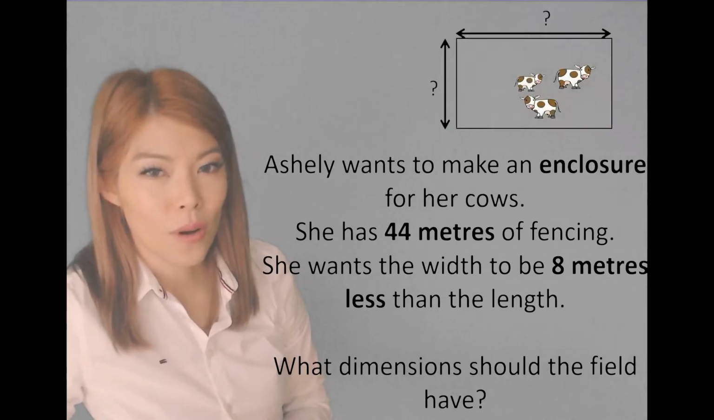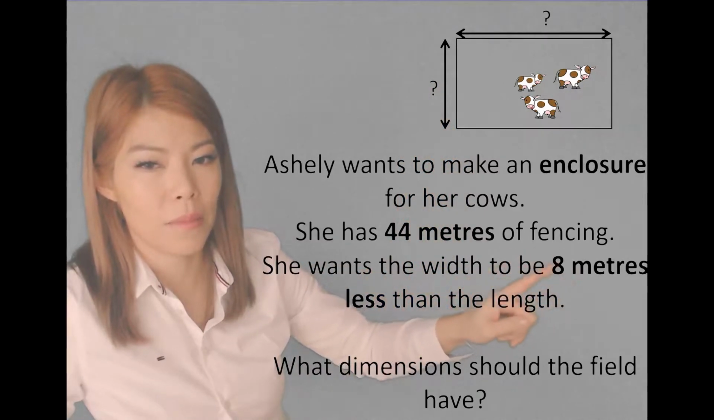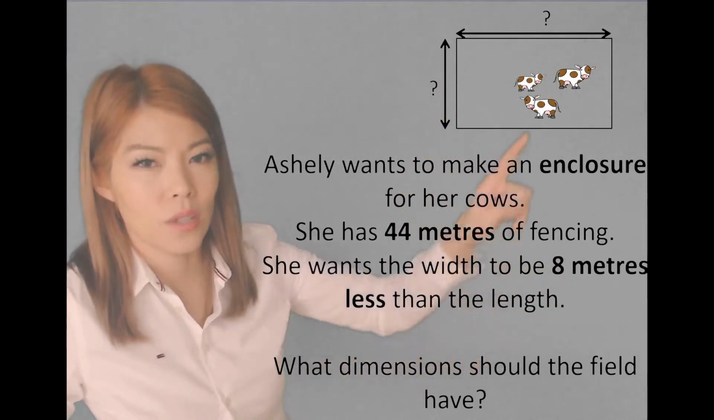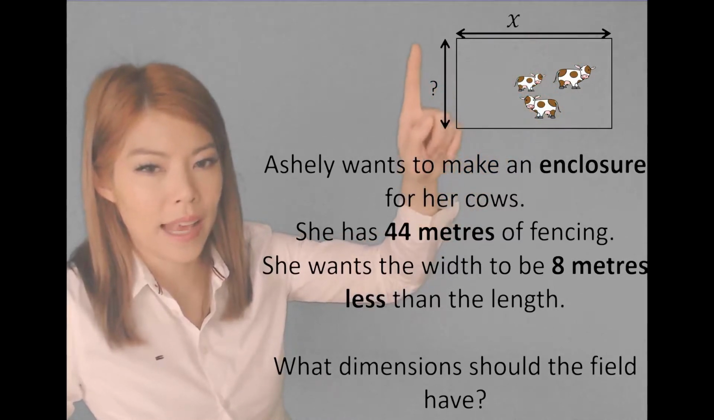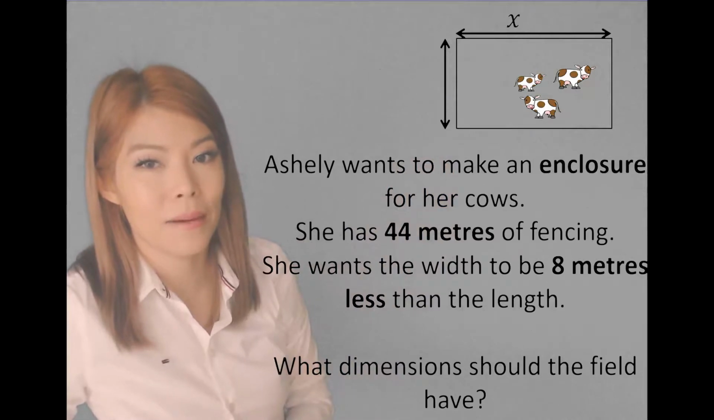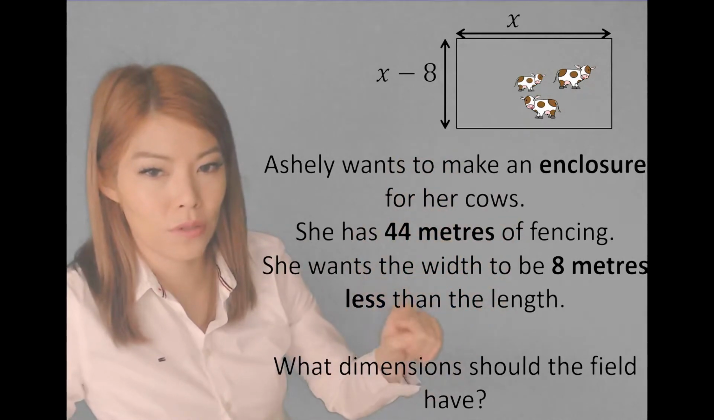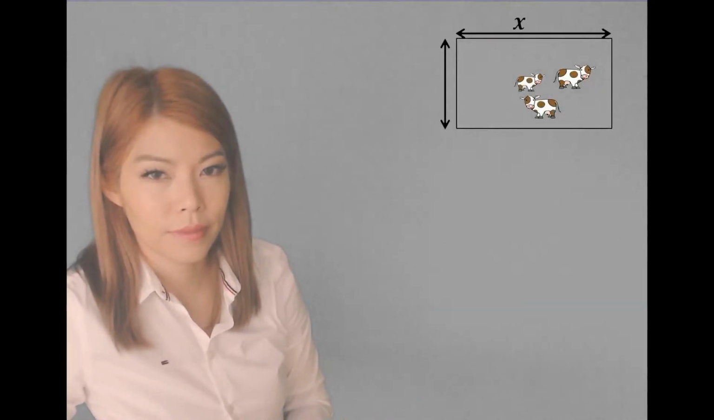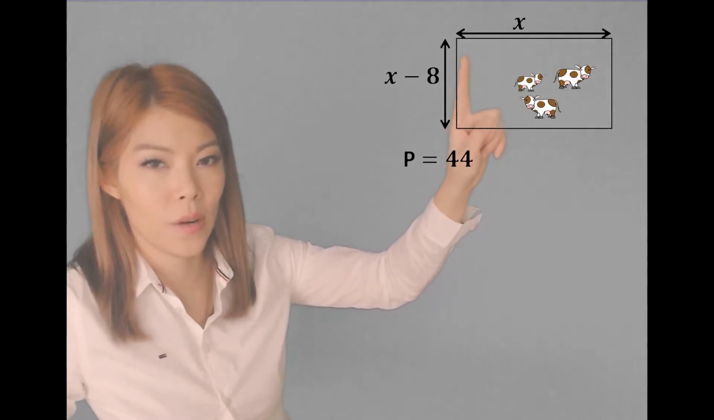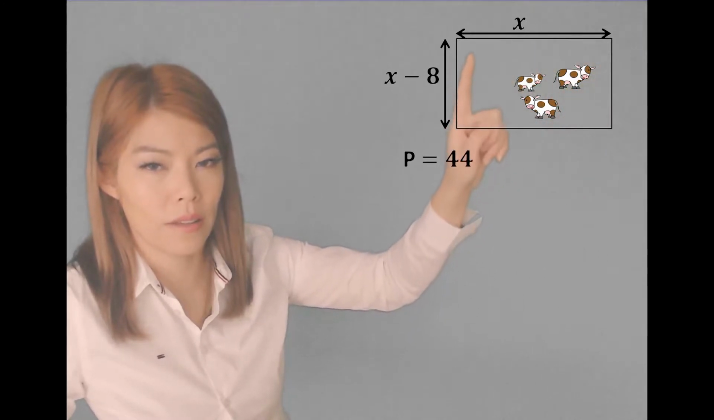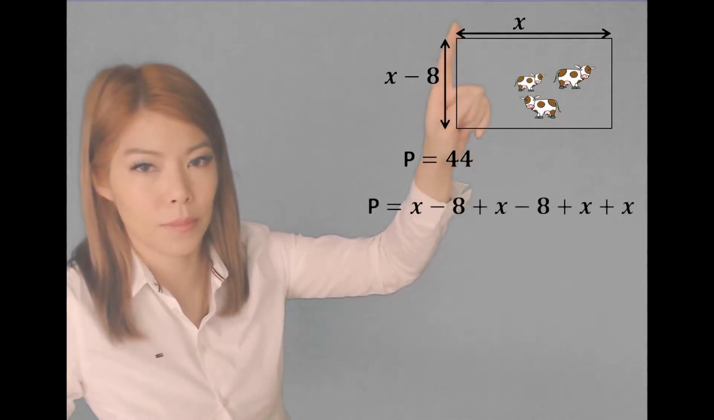So let's draw one. So we have this time the width is 8 meters less than the length. So we're going to name the length x, and then this is going to be 8 less, or in other words, x minus 8. Now what other piece of information do we need? The 44. So the perimeter is 44 this time, and again we need an equation where we go all the way around. So x plus x minus 8 plus x minus 8.